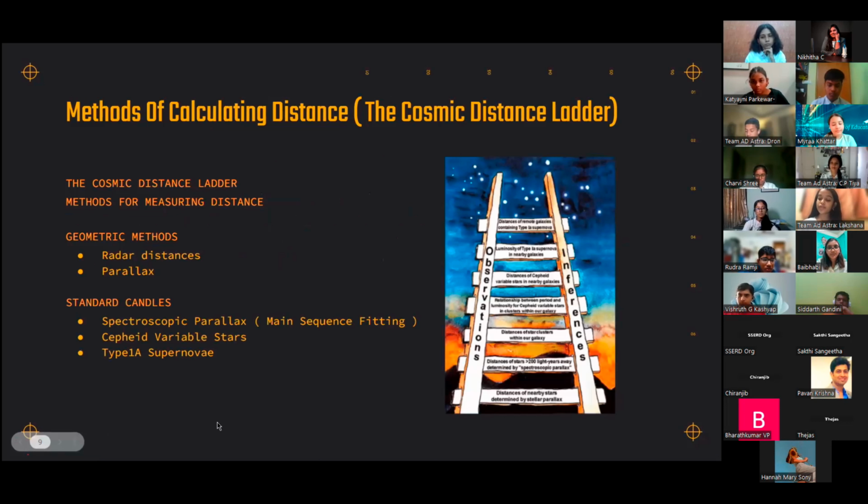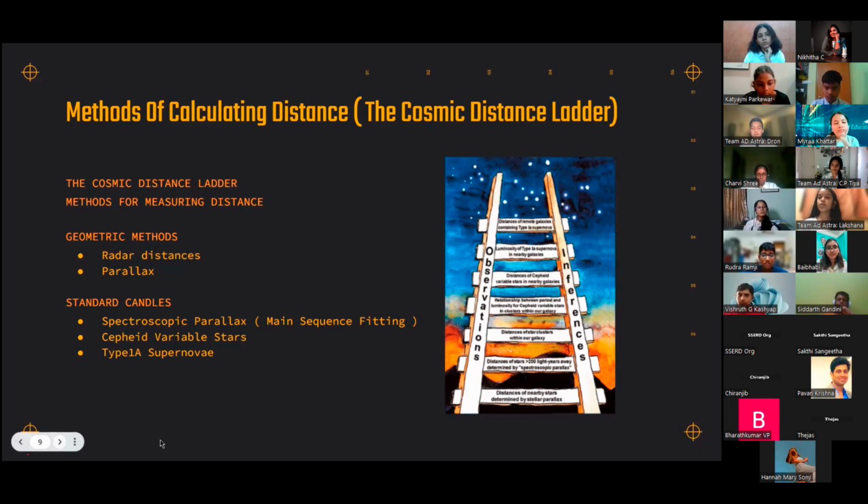The two major methods for measuring the distance are geometric methods and standard candle methods. The geometric method, as it says, is how we measure the distance using geometry. It contains radar distances and parallax. And the standard candles: standard candles are astronomical objects that have known brightness. By comparing this luminosity to an object's brightness, the distance can be easily computed. Standard candles include spectroscopic parallax, also known as main sequence fitting, Cepheid variable stars, and type 1a supernovae.